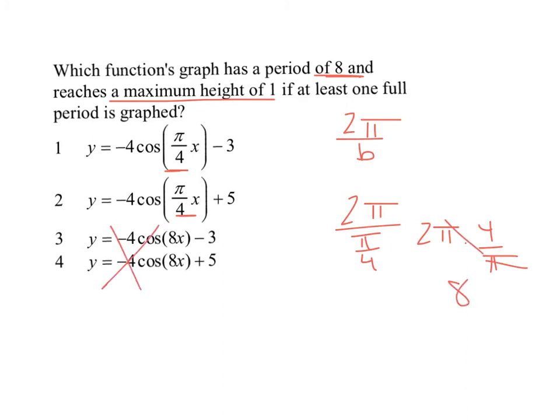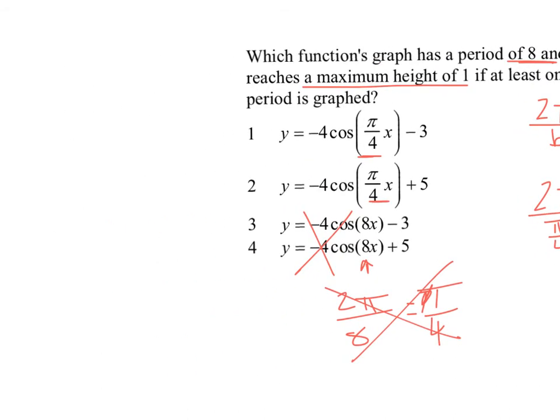These are not good options because their B value is 8. So there's no way you're going to make 2 pi over B become 8, because this will become pi over 4. So that's not true. That period's wrong. To get a maximum height of 1, what I'm going to do is visualize the graph.